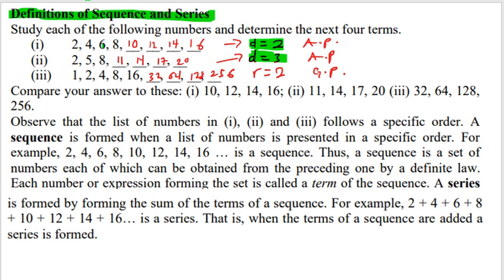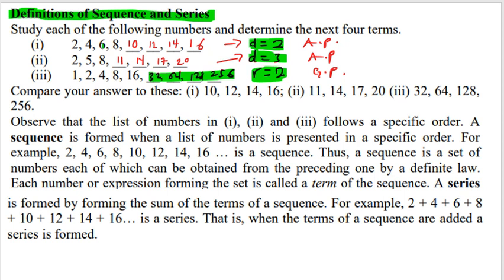Therefore, to get the next term, for example from 1, you have to multiply by 2 to get 2. Multiply 2 by 2 to get 4. Multiply 4 by 2 to get 8. Multiply 8 by 2 to get 16. Multiply 16 by 2 to get the next term, which is 32. Multiply 32 by 2 to get 64. Multiply 64 by 2 to get 128, and so on. So it has a common ratio of 2.